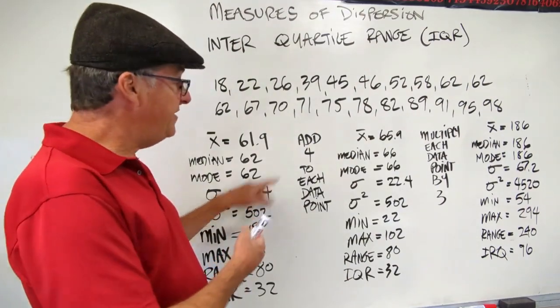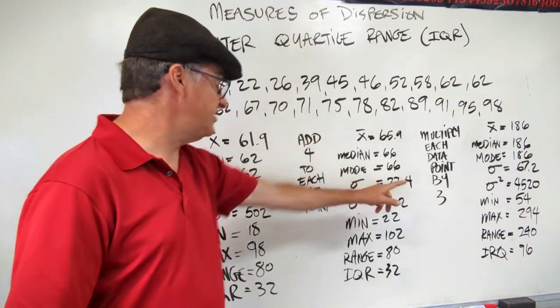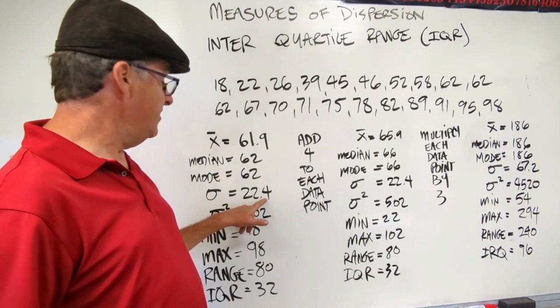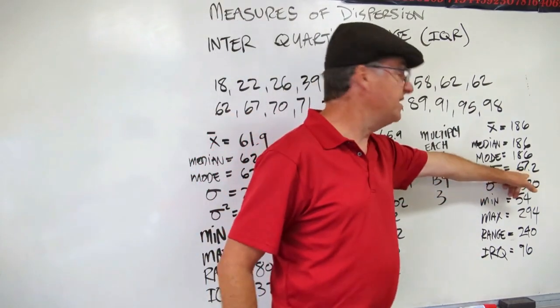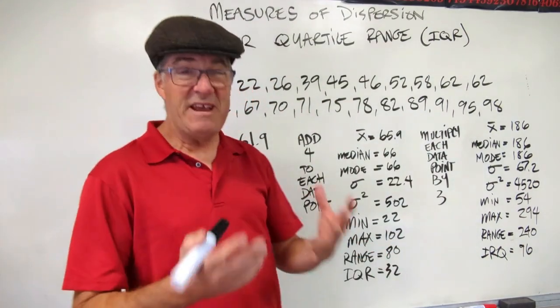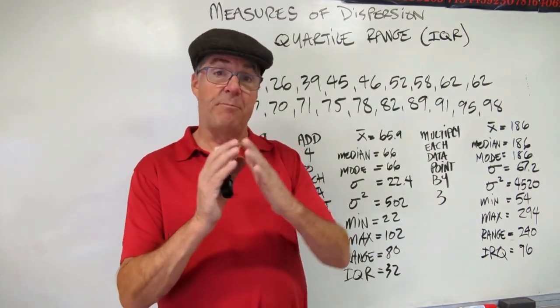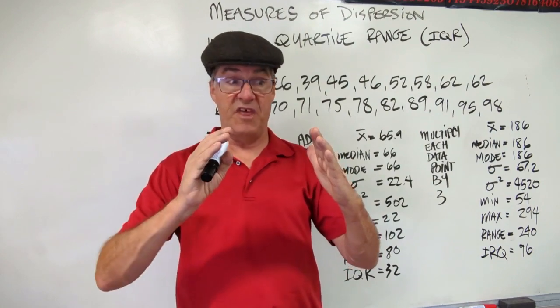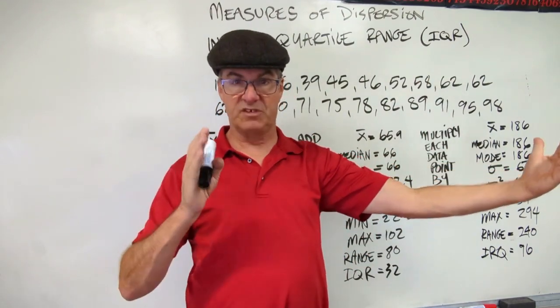Unlike when we added a number to each data point and the standard deviation stayed unchanged, the standard deviation got multiplied by 3 as well. So, interesting difference there. And it makes sense because we multiply the bigger numbers in our data set by 3, so they go further away from the smaller numbers.